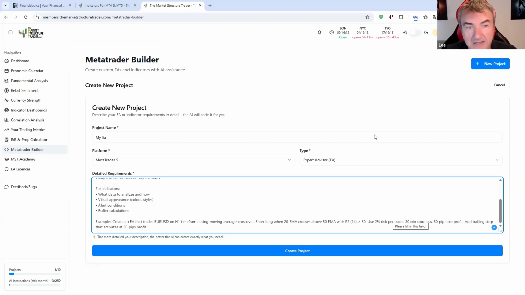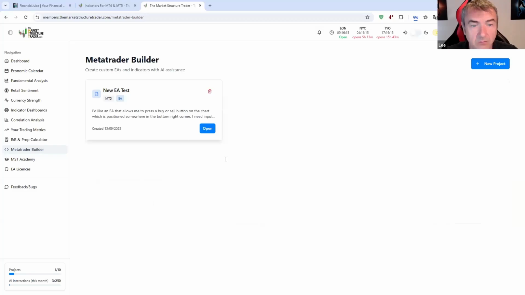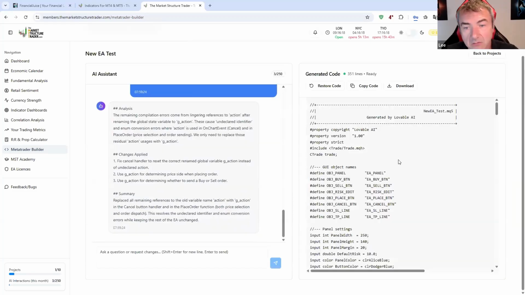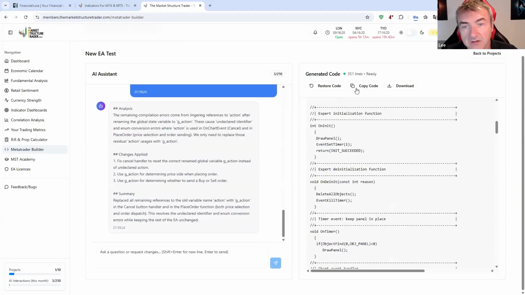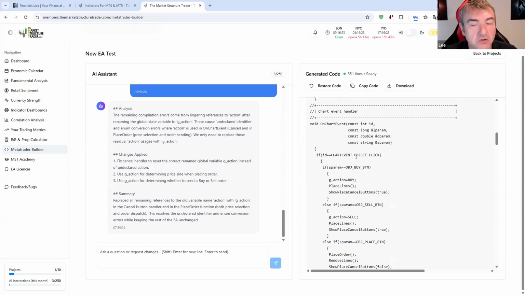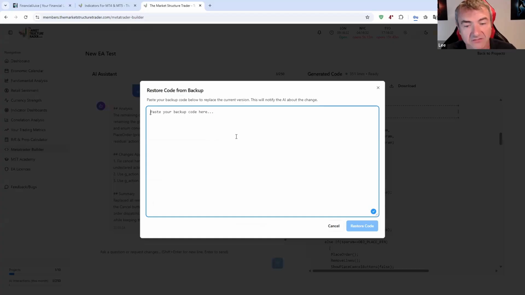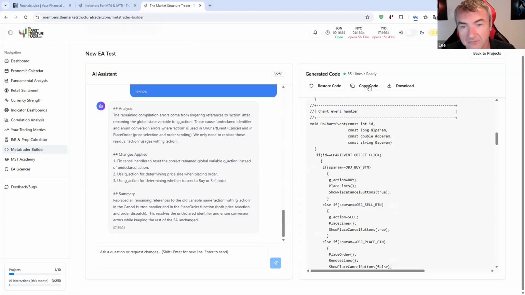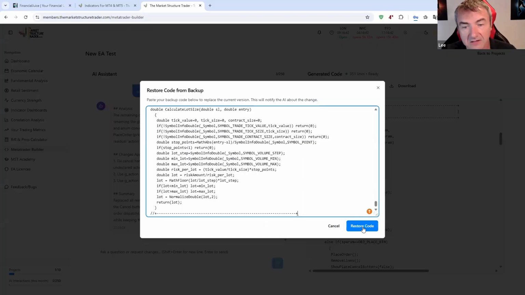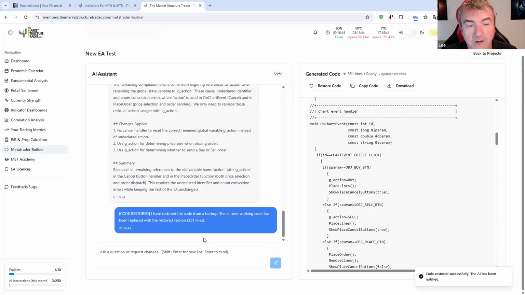So once you've built something in here, I'll open this one, which is a test I did. It will give you all the code there, so you can download it and copy it. If all of a sudden you make a change to the code, or you get some other code added to it, you can restore the code. What that will do is ask you to paste in the code there. So I could copy this code and say I want to go to a backup. If you keep a backup of the code, because obviously it's coding as it goes, and you want to restore to a previous backup, you can just stick it there and it will upload that latest one.